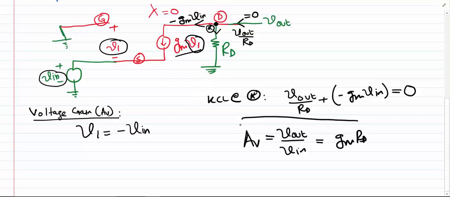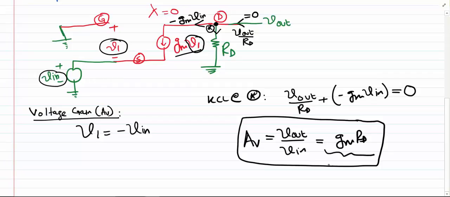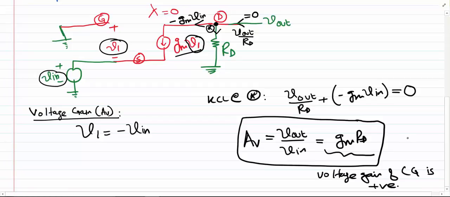Now this is quite an interesting relationship. If you remember, the voltage gain for the common source configuration was also gm RD but with a negative sign. But in the case of common gate, the voltage gain is positive. So we can make an observation that the voltage gain of common gate is positive.